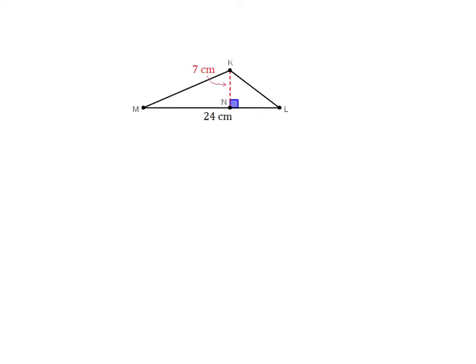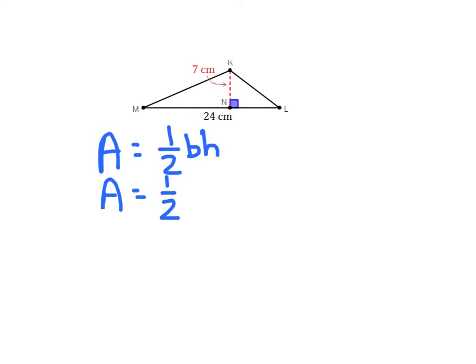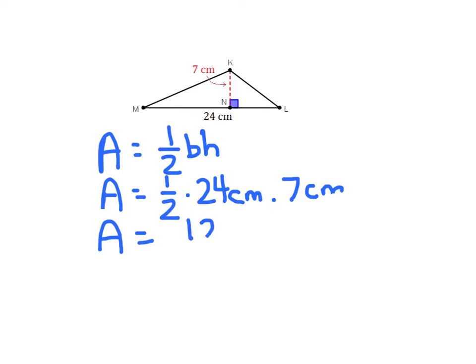All right, here we have a triangle. Let's calculate area. So I'll use 1/2 base times height. Therefore, the area of this triangle would equal 1/2 times the base, which is 24 centimeters, times the height, which is 7 centimeters. Since we're doing nothing but multiplication, it really doesn't matter the order that we multiply these numbers. I'm just going to go straight across. 1/2 times 24 is 12. And then 12 times 7 is 84.